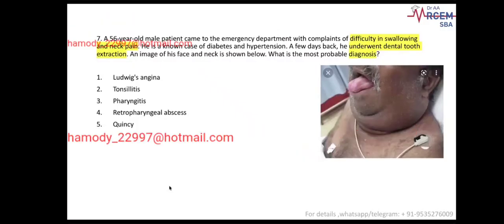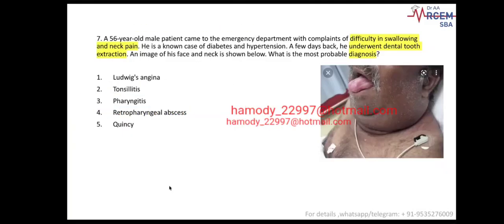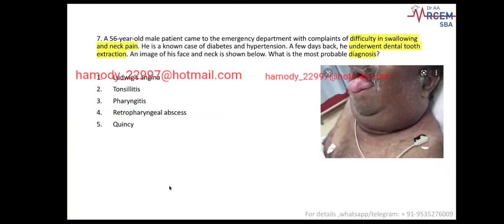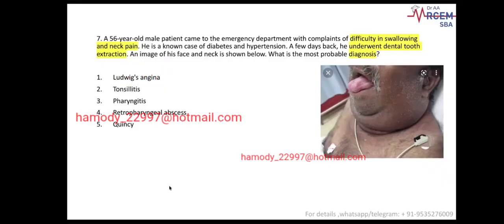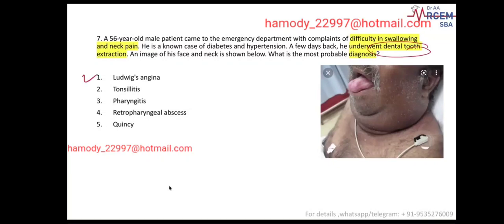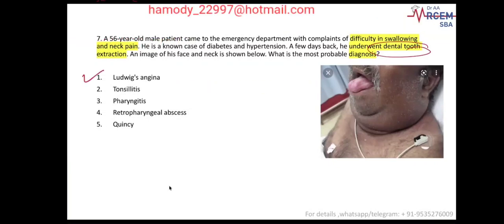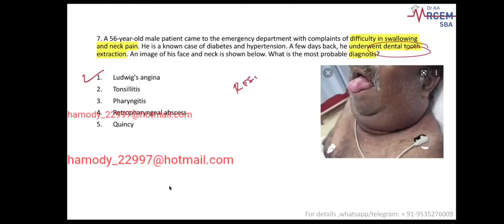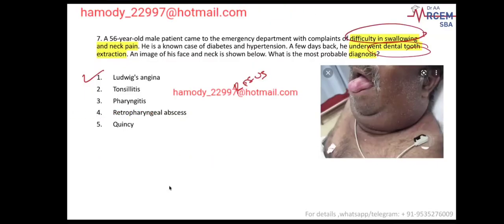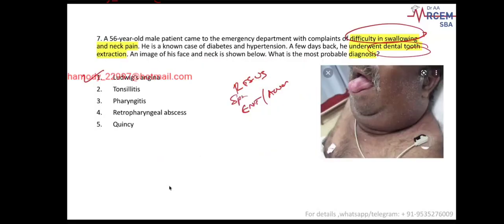Complaints of difficulty in swallowing and neck pain, 56 years old person, underwent a dental tooth extraction, and image is given. What is the diagnosis? This is a classical image with a dental history. Whenever they say this, always pick up Ludwig's angina. What will be the next step for this patient? Make sure the patient is in recess because he's having difficulty in swallowing, and immediately involve the ENT and anesthetics. If the patient is desaturating, if the SpO2 levels are on the lower side, give an oxygen supplement for this individual.